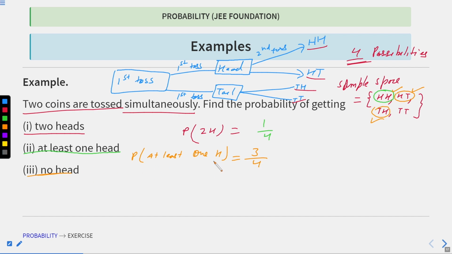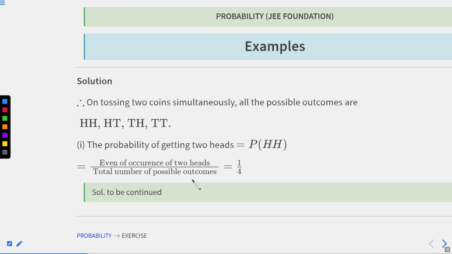And no head, that means the only case where we get no head is this case, when we get tail both times. So the number of favorable outcomes for no head is just 1, divided by 4. So the probabilities are as follows: 1 by 4, 3 by 4, 1 by 4 respectively. I hope this is clear to you.